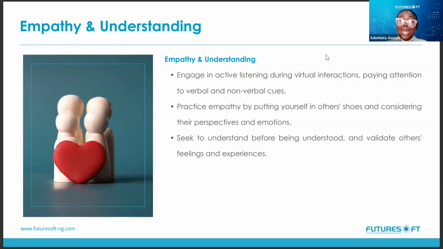Now, also seek to understand before being understood and validate others' feelings and experiences. Yes, seek to understand. So it's more of being into others rather than just being into yourself. Seek to understand before being understood.